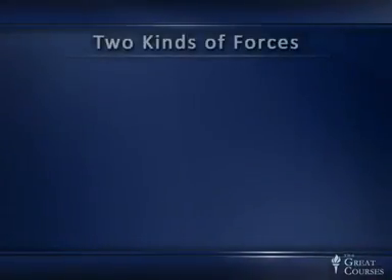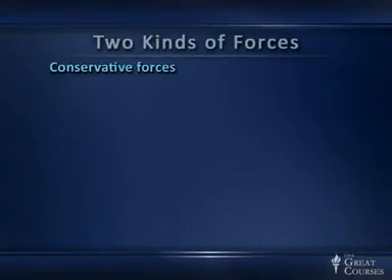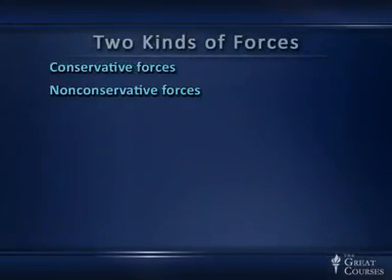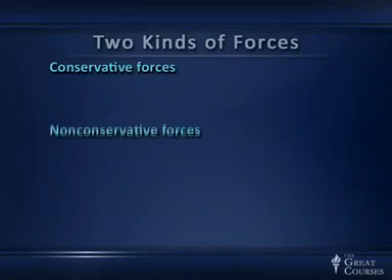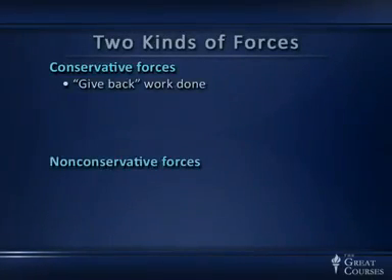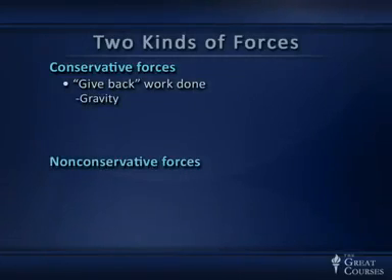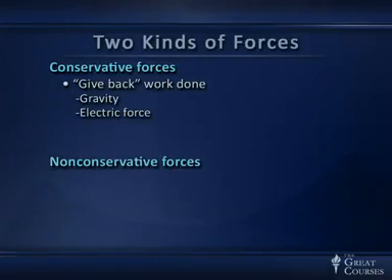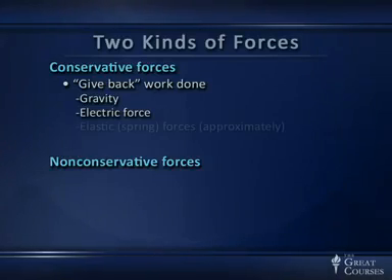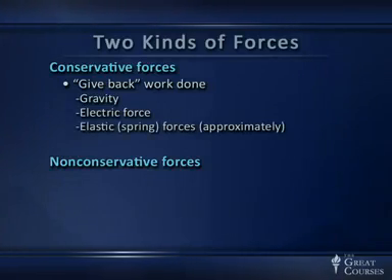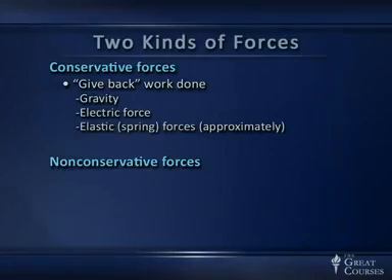And the two different kinds of forces are called conservative forces and non-conservative forces. And we've just seen examples of them. Conservative forces give back the work that's done by pushing against them with forces. Gravity is an example of a conservative force. The electric force is an example of a conservative force, as we'll see when we get to electricity and magnetism. Elastic forces, that is, forces of springs, are approximately conservative forces.